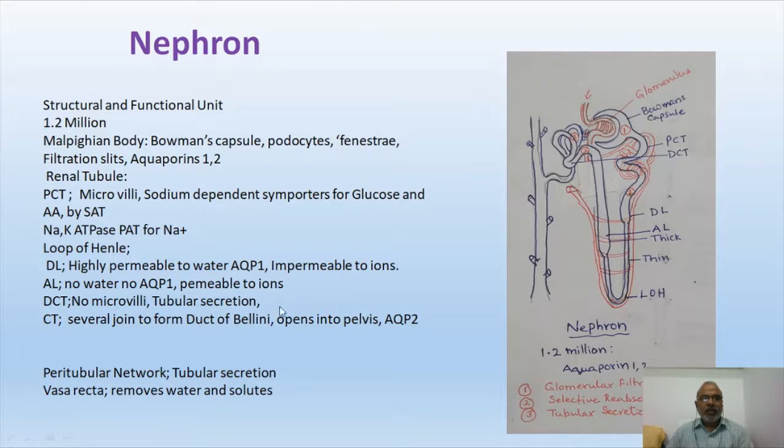A nephron has a network of capillaries. The network of capillaries around the PCT and DCT is called the peritubular network. And a network of capillaries around the loop of Henle is called the vasa recta. The vasa recta and the loop of Henle carry fluids running in opposite directions. These opposite-running fluids always maintain a certain osmolarity in the interstitium of the kidney, so as to absorb more water. So this is the structure of the nephron.